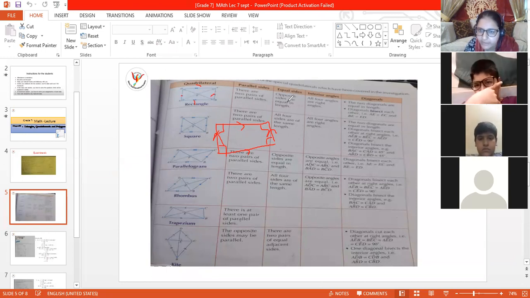This is the second property. The third property is that all four angles are right angles. All the four angles of a rectangle are of 90 degrees. Now, the two diagonals are equal in length.